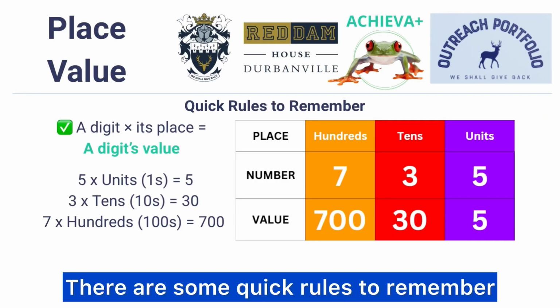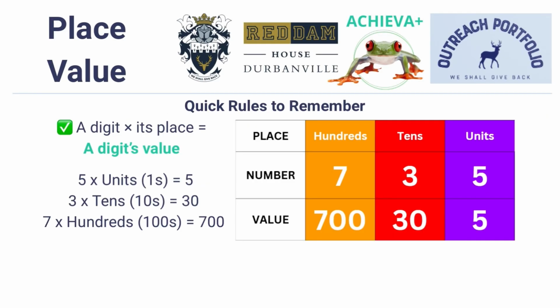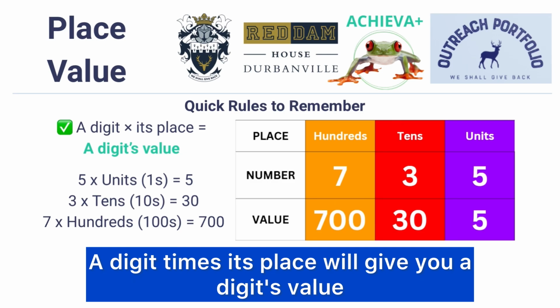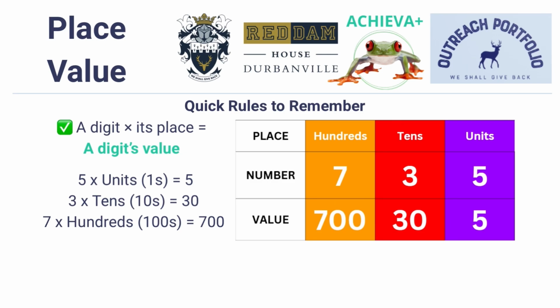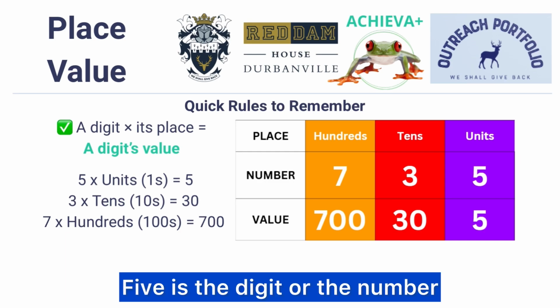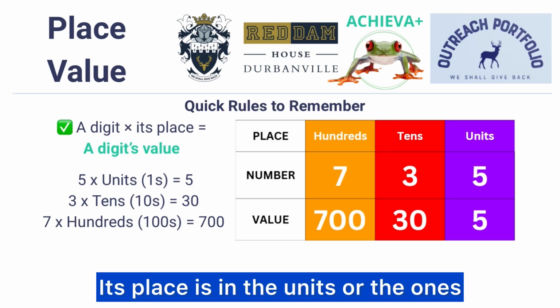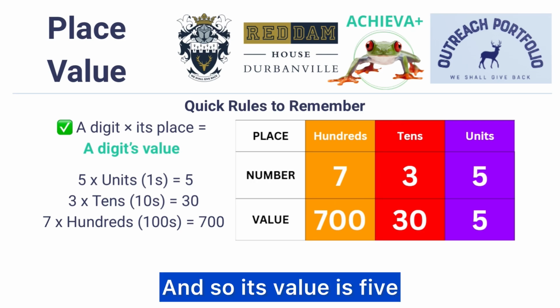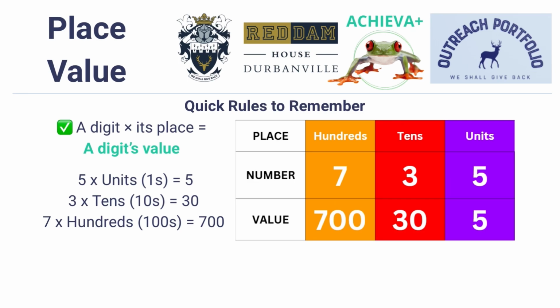There are some quick rules to remember. A digit times its place will give you a digit's value. So in this example, 5 is the digit or the number. Its place is in the units or the ones. And so its value is 5.